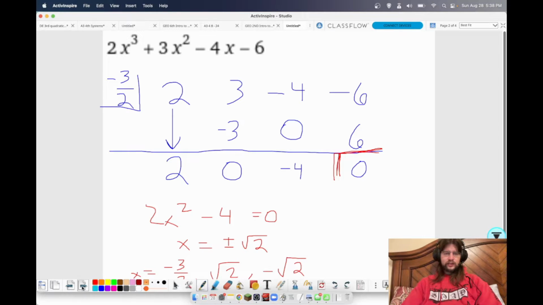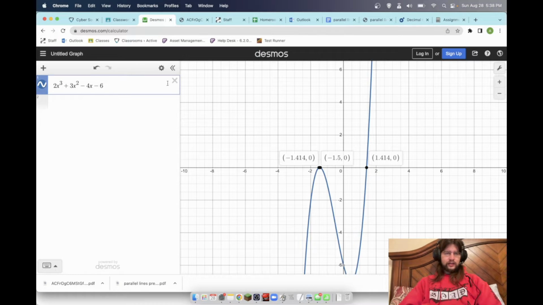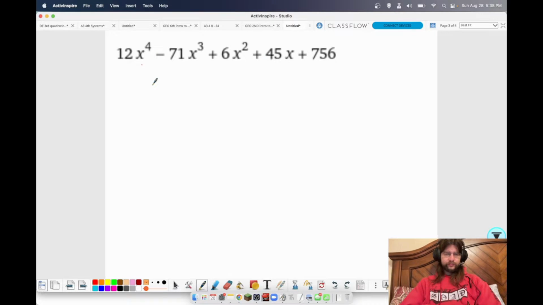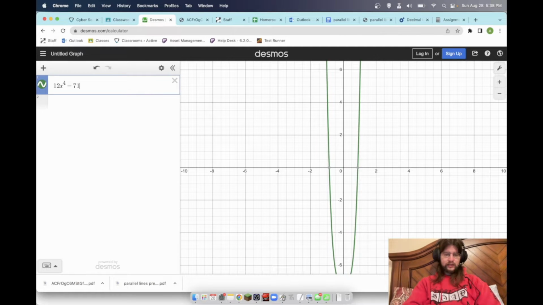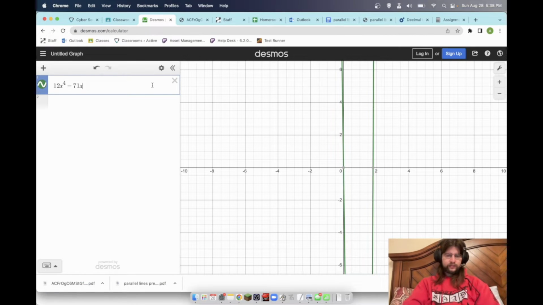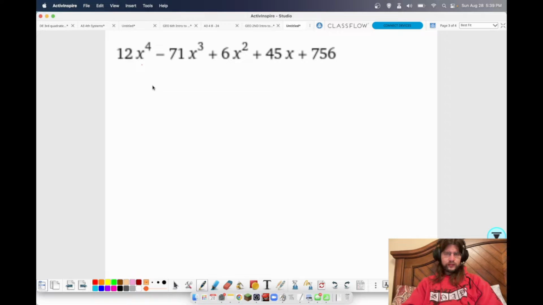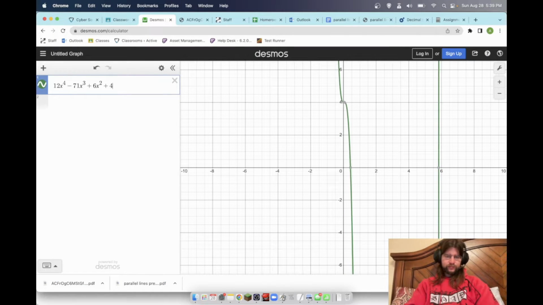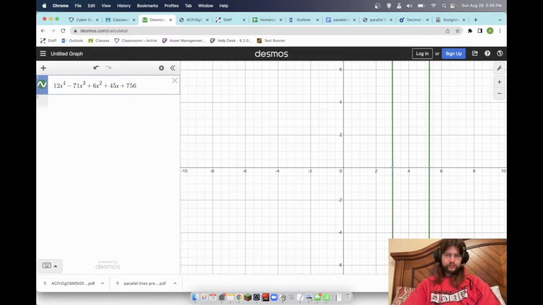Alright, let's look at another example. This one. Excuse me. Alright, let's type it in. 12x to the 4th minus 71x to the 3rd plus 6x squared plus 45x plus 756. I believe that's good.